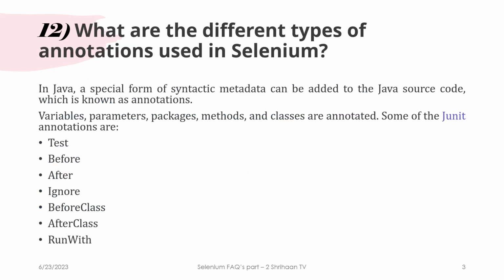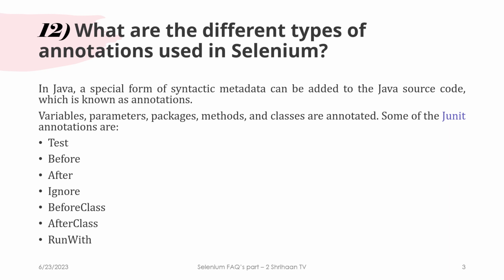Okay, moving on to the next question. What are the different types of annotations used in Selenium? There are different annotations we can use in Selenium. These are specially made Java annotations. Syntactic metadata that can be added to the Java source code is known as annotation. This is the technical definition. Variables, parameters, packages, methods, and classes can be annotated.